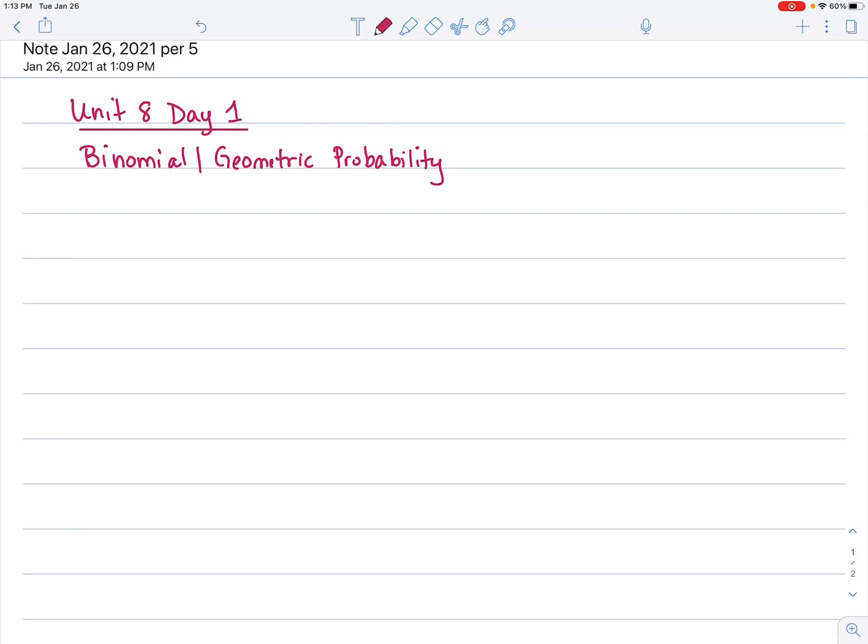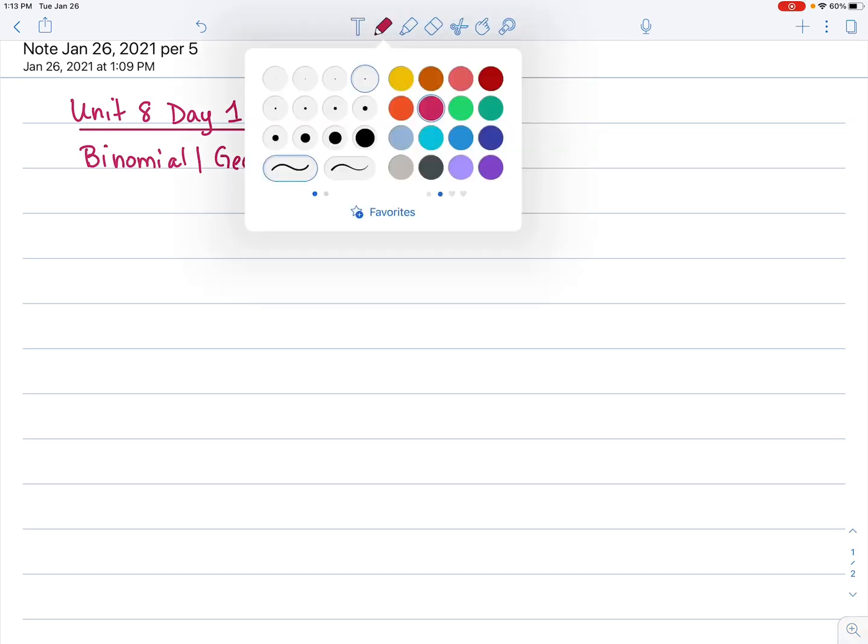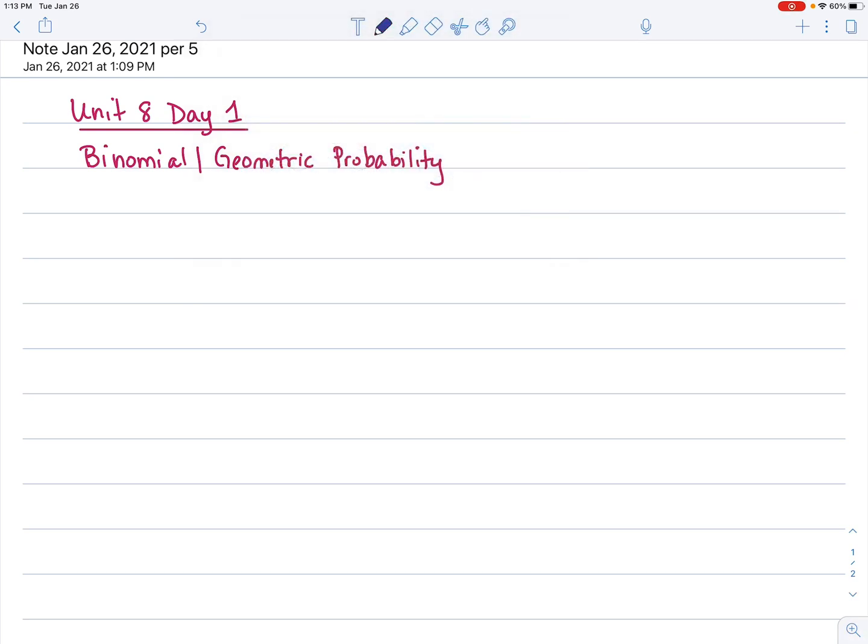Okay, hi guys. So today would be the first day of Unit 8, and it's on binomial geometric probability. So what is that? You've probably never heard of that. So first we're just going to write out some definitions and stuff. So today we're going to be talking about a binomial random variable.